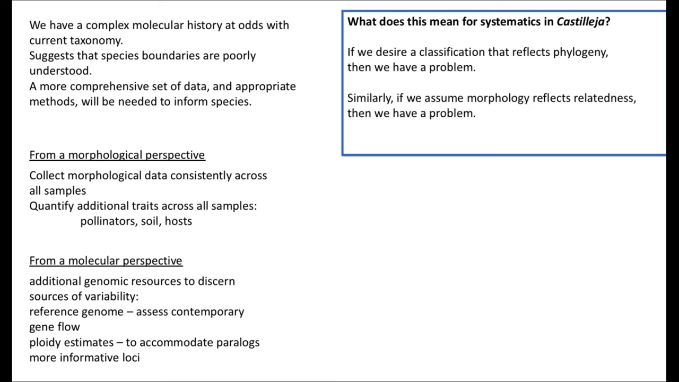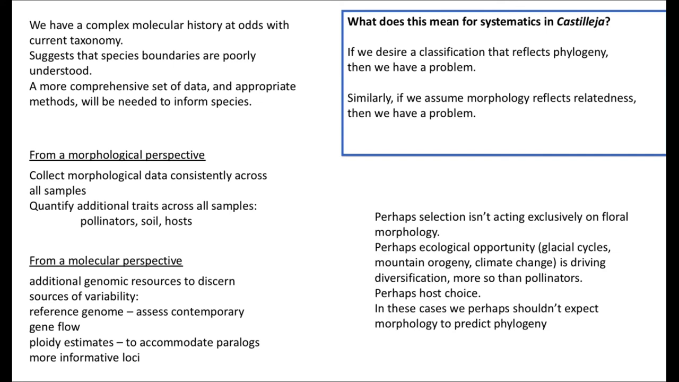In a similar vein, if we assume that morphology reflects relatedness, we also have a problem. This idea that morphologies should somehow track phylogeny, I think it's very logical, but that's not necessarily the be all end all of how we're going to understand relationships in this group. Perhaps selection isn't acting exclusively on floral morphology. Quite likely there are ecological opportunities that are potentially driving diversification more so than pollinators, perhaps.